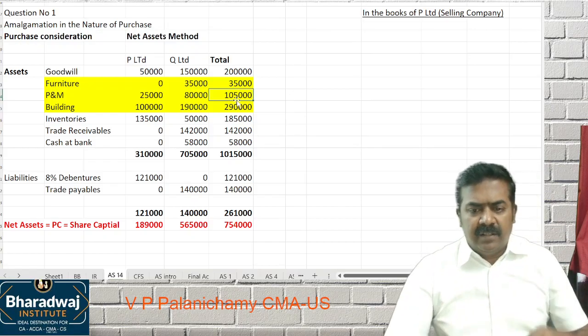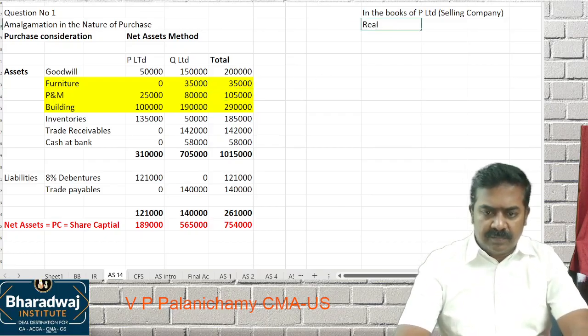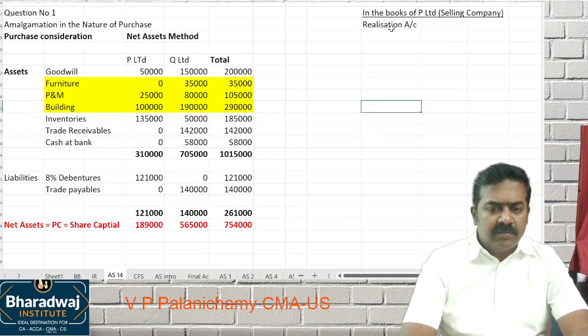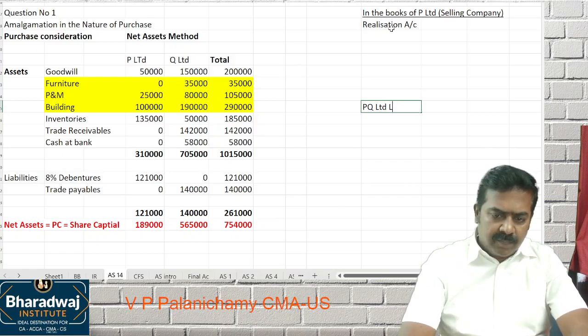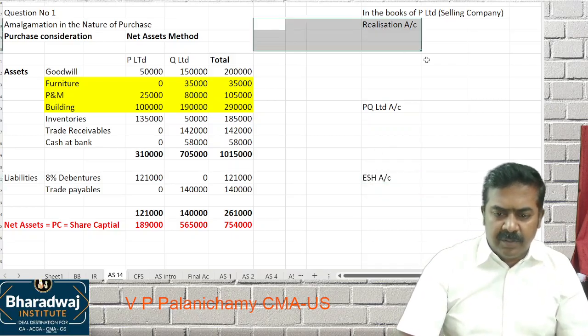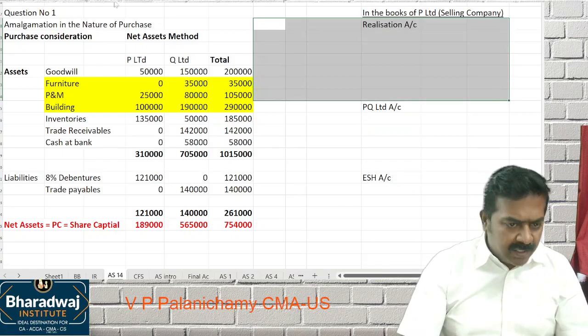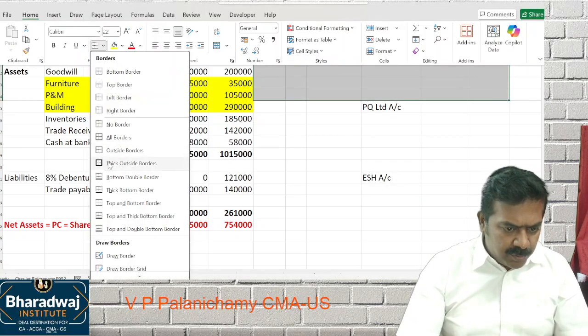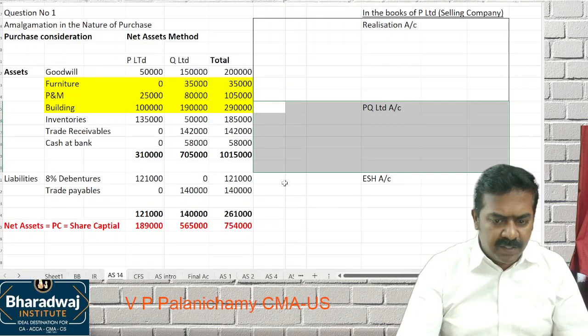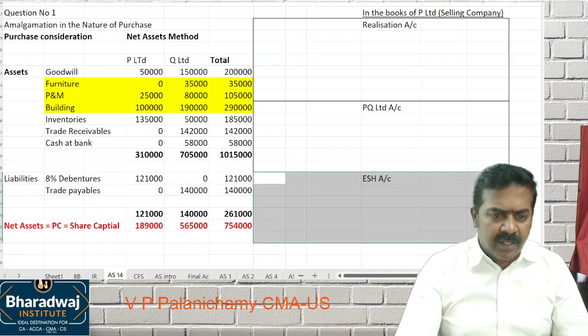For the selling company, we'll prepare which account? Realization account. Then we'll prepare the purchasing company account, PQ Limited account, and the equity shareholders account. No preference shareholders in this question. This part I'll come to later. For that, I request you to leave one page gap for preparing the realization account, PQ Limited account, and the equity shareholders account. Let me revise the selling company's books and come to it.